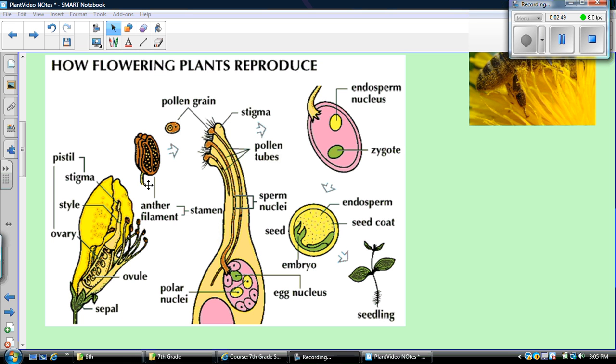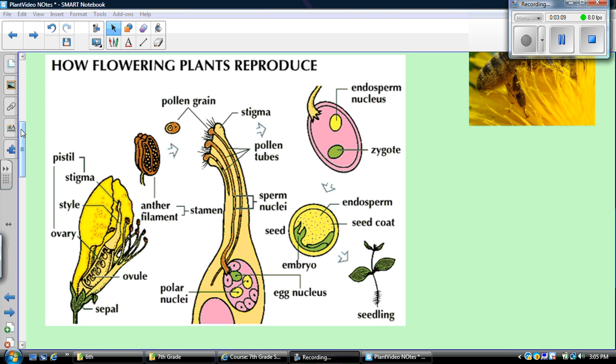So that is why the offspring of the plants are genetically different, because you're getting half of the genes from this plant and half from this plant. So you're getting half of one plant, half of another plant, and that's where you get different offspring for the plants.